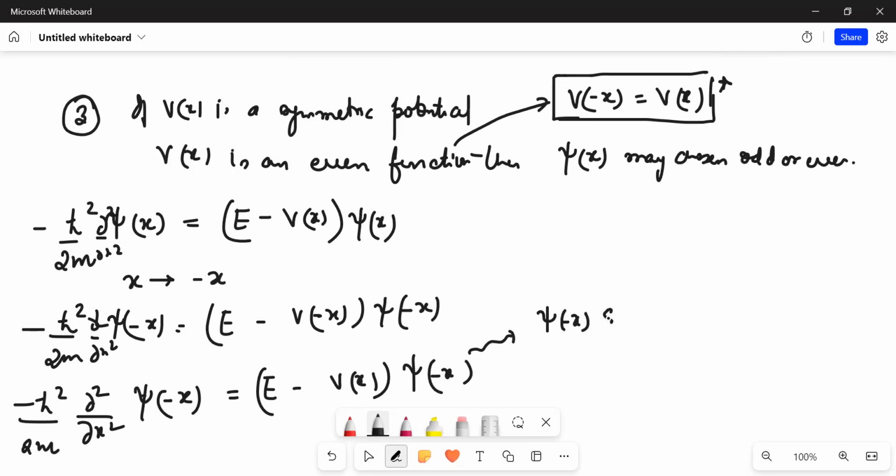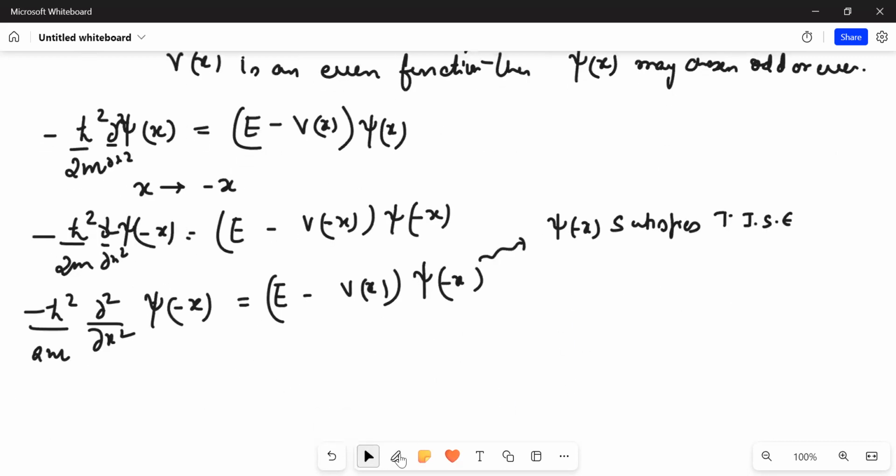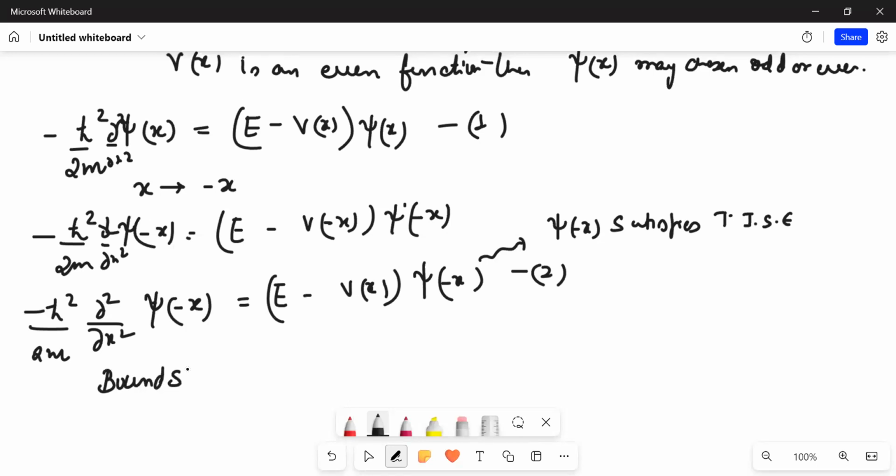So from here it is quite evident that psi of minus x also satisfies the equation. And also one must understand that this forms a degenerate solution. So it can satisfy the Schrödinger equation for the same energy, capital E. So basically both of them are degenerate. And remember, if we focus on the bound states, one can understand that there's no such degeneracy.